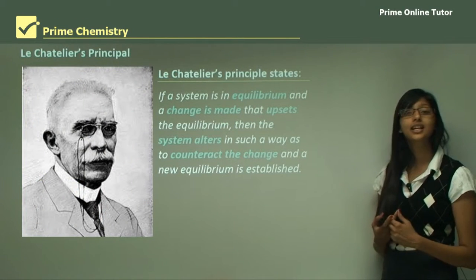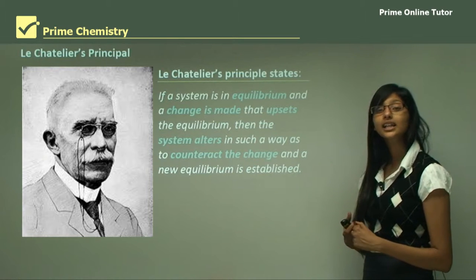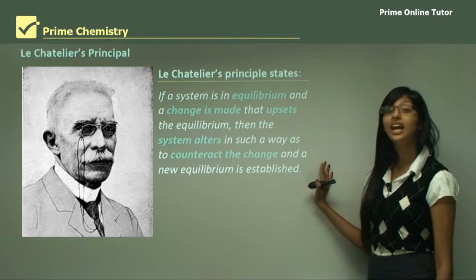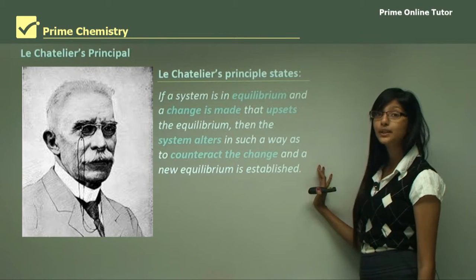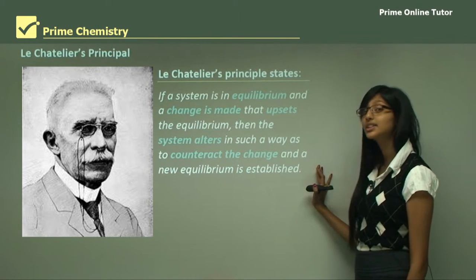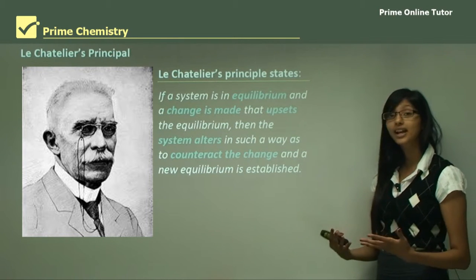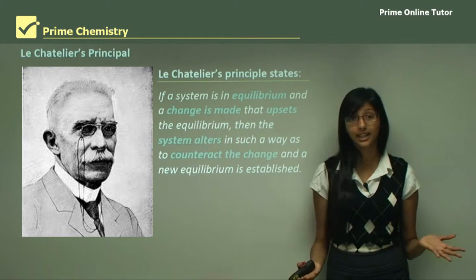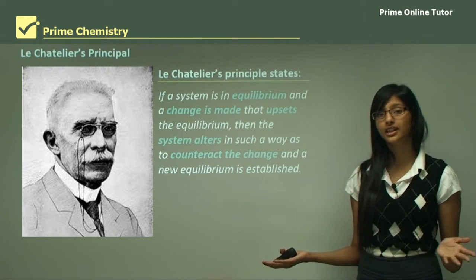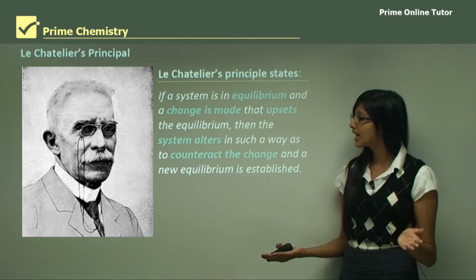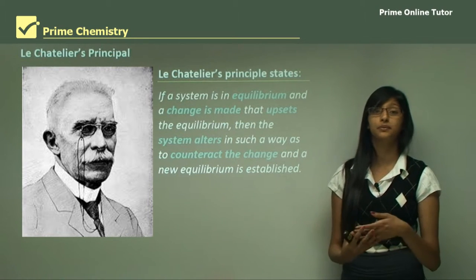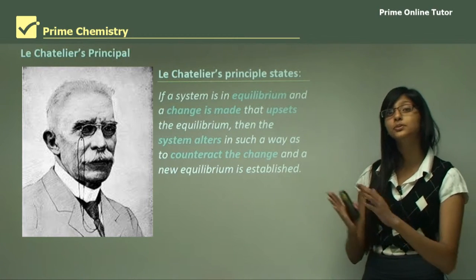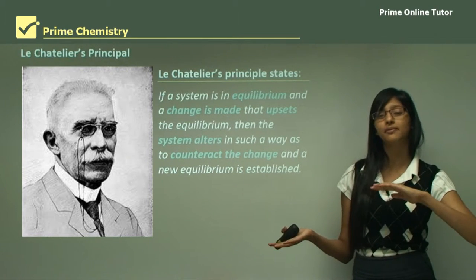Now, what does Le Chatelier's principle state? Le Chatelier's principle states if a system is in equilibrium and a change is made that upsets the equilibrium, then the system alters in such a way to counteract the change and a new equilibrium is established. Now, what does this mean? So if you have an equilibrium reaction and the state of the equilibrium is changed, for example, if you change the concentration of the reactant, then the equation will move forward to reduce the amount of extra reactants.